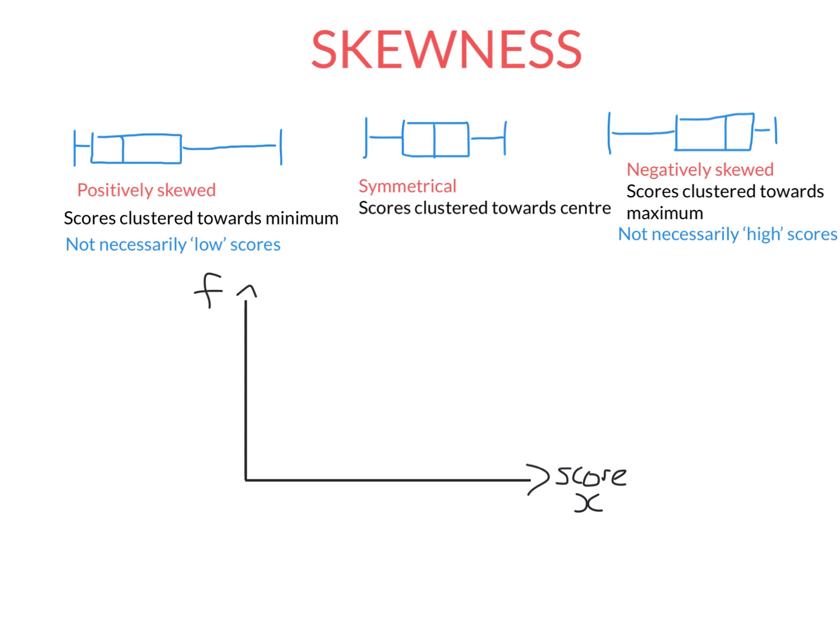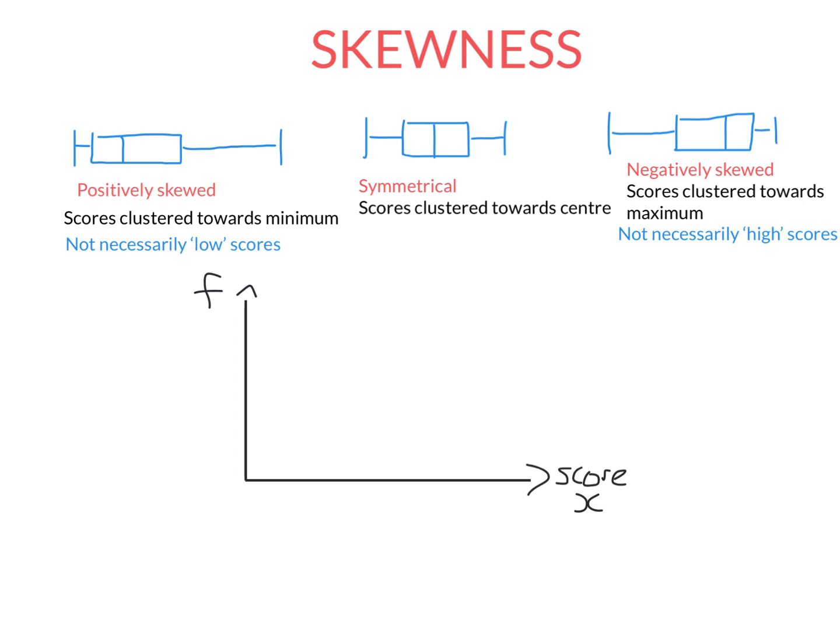Now, you've probably come across skewness before. We describe data as positively or negatively skewed or symmetrical. Symmetrical basically means not skewed. So data is positively skewed if scores are clustered towards the minimum, negatively skewed if clustered towards the maximum, and symmetrical if clustered towards the center. So that part's probably not new to you.